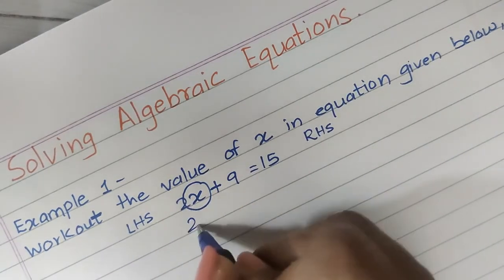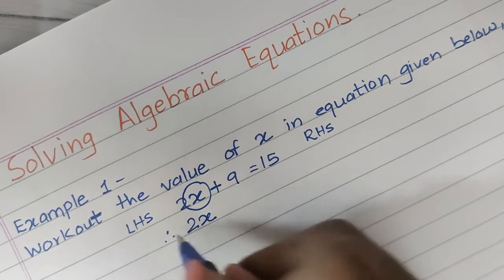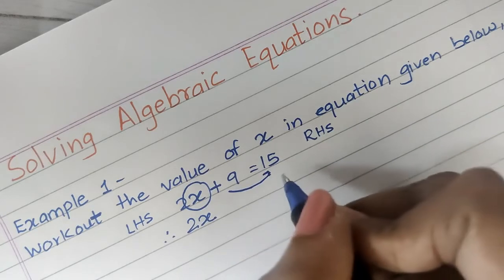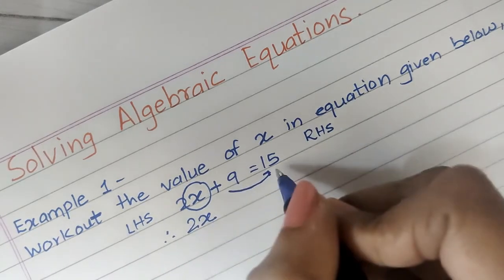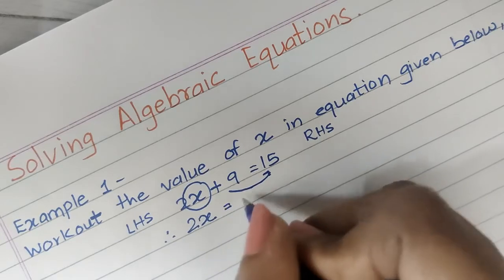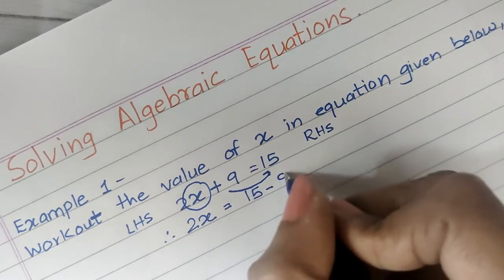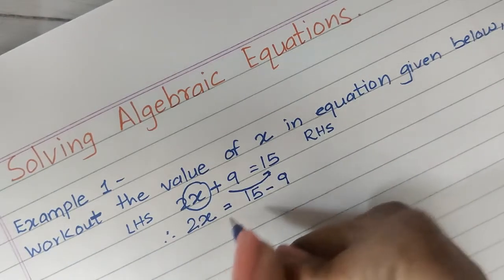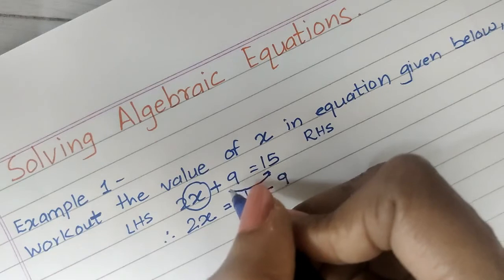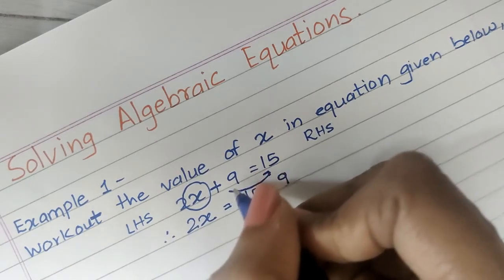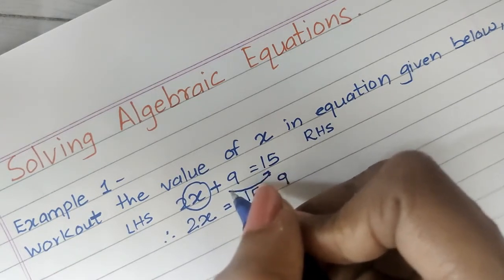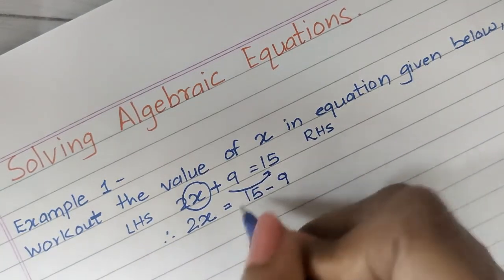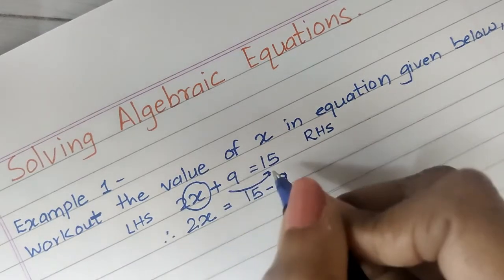So over here we will keep 2x as it is, and we will shift this plus 9 to the other side first. Whenever plus 9 goes to the other side, it changes its sign and becomes minus 9. The simple logic behind this is that we have to remove this plus 9 from the left hand side. To remove plus 9 from the left hand side, we have to subtract 9 from both the sides. So technically we say that this plus 9 goes to the other side and becomes negative.